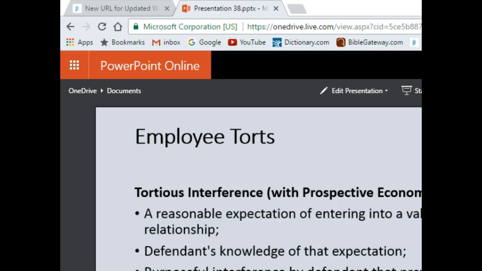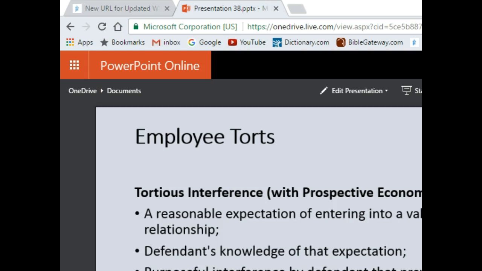So if, for example, the new prospective employer is calling about a job reference and the former employer is giving a negative false reference, well, that type of communication could lead the prospective employer into not hiring or extending an offer to the employee. That's where there's that potential expectation that has been interfered with.